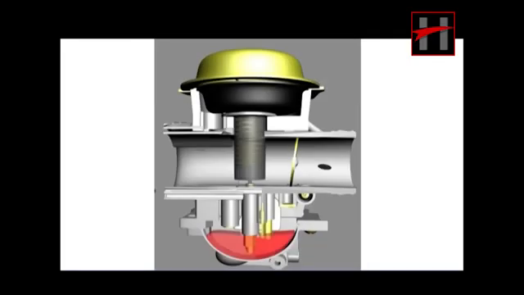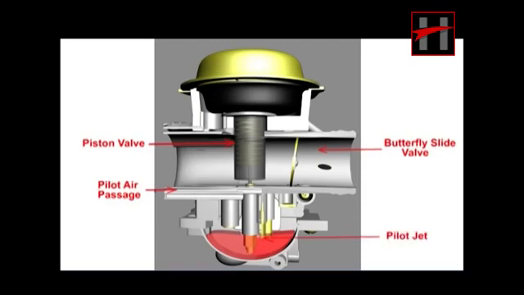The pilot circuit provides the air-fuel mixture at idling, slow and medium speed. The pilot circuit consists of the following parts: piston valve, butterfly slide, pilot air passage, pilot jet, fuel.